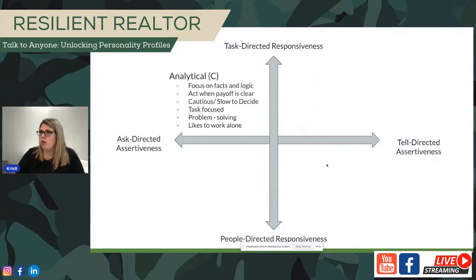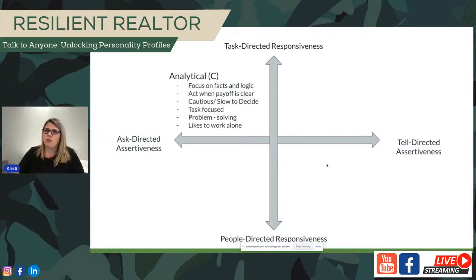Analyticals in terms of industry and what they do, we're talking lawyer, we're talking engineer, someone who likes the details, a software programmer, something along those lines. It's attention to detail. When you're working with an analytical, you want to focus on facts and logic. You want to stay away from emotions and feelings because they care mostly about the bullet points, the facts, the logic, those kinds of things.